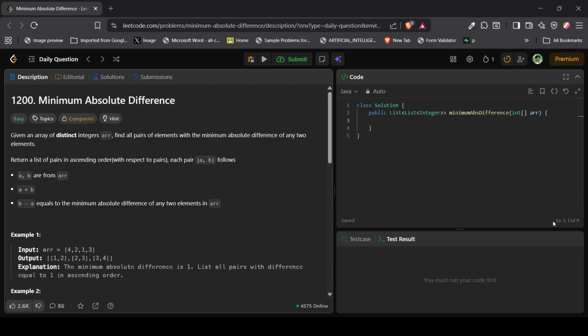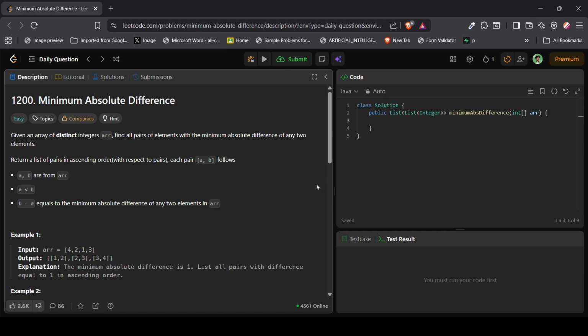So, LeetCode 1200. This is today's POTD, and we'll be solving this problem. So let's just start the problem. We don't have much time to waste today. So let's read the problem.